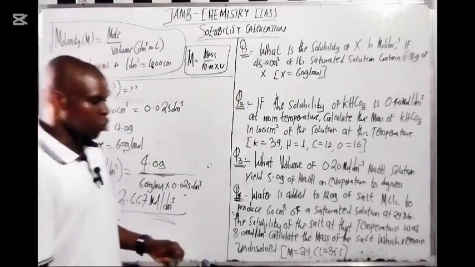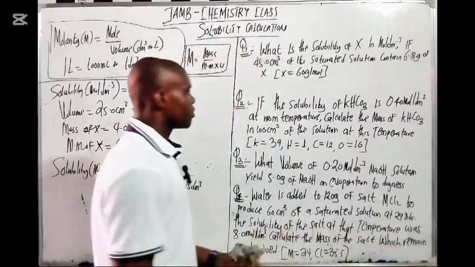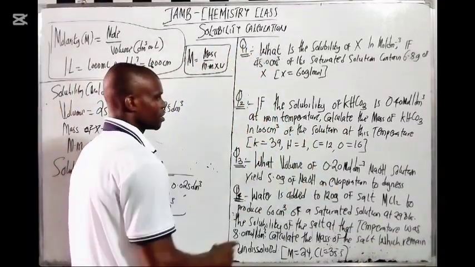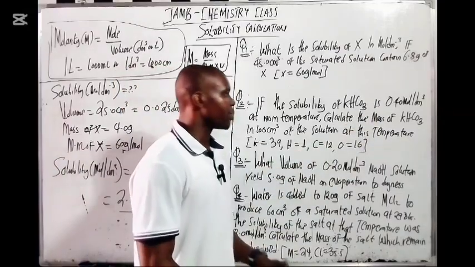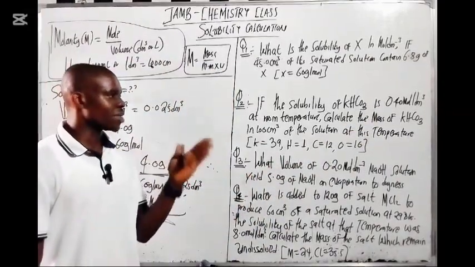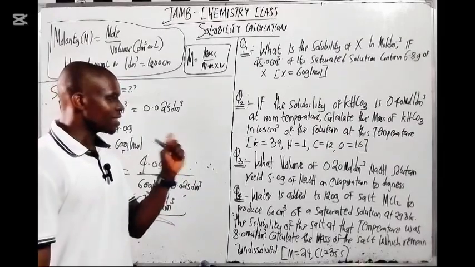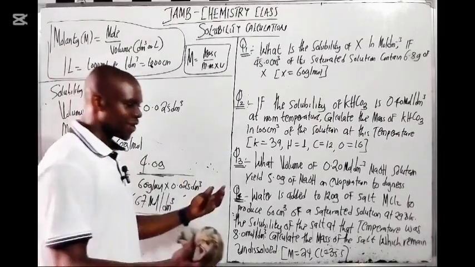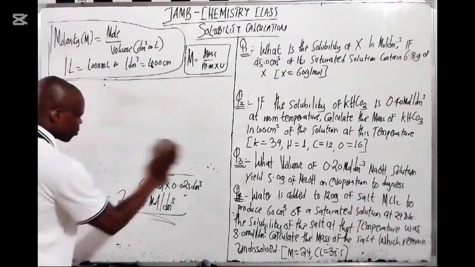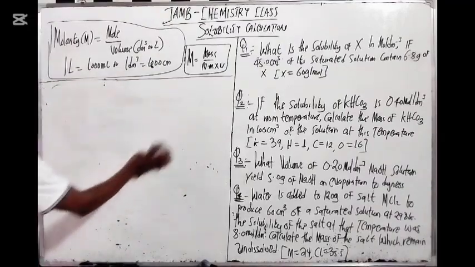Now let's look at what's coming here. Question 2. If the solubility of potassium hydrogen carbonate is 0.40 mole per dm³ at room temperature, calculate the mass of potassium hydrogen carbonate in 100 cm³ of solution at this temperature. It's very easy, so let's look at it together.